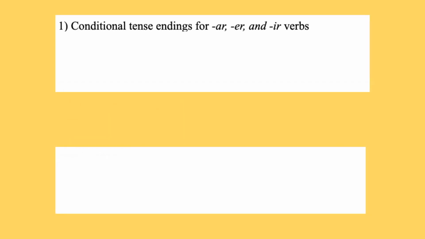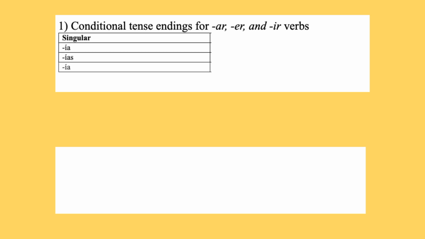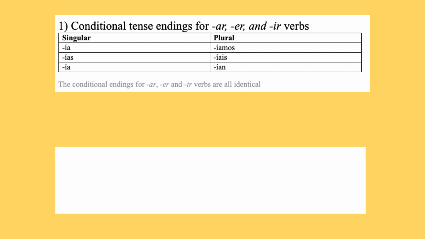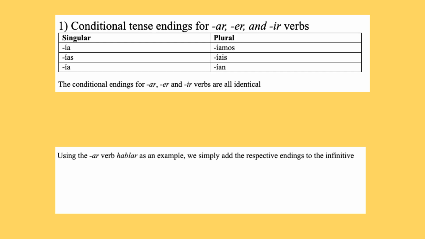All three verb groups share one set of conditional endings, just like they share one set of future endings. The conditional endings are ía, ías, ía, íamos, íais, ían. And the conditional endings are identical to the ER and IR imperfect endings, but the stems are formed differently as I have shown previously. So we're going to use the AR verb hablar to start off with.